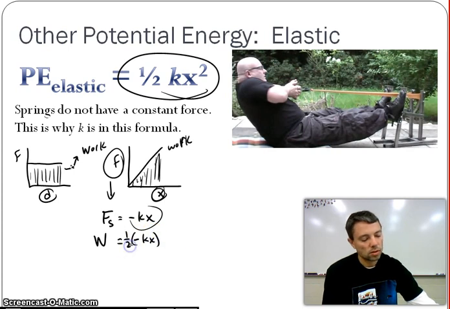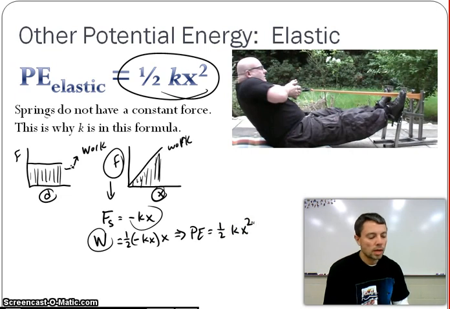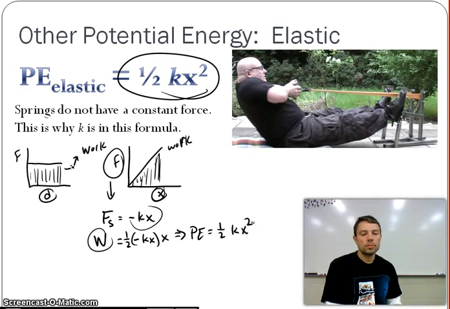It's 1/2 because it's a triangle times that, and so that's how they end up getting this. Remember, potential energy is equal to 1/2 kx squared. We drop the sign, of course, when we start talking about our work and our potential energy, because remember that energy is a scalar quantity.